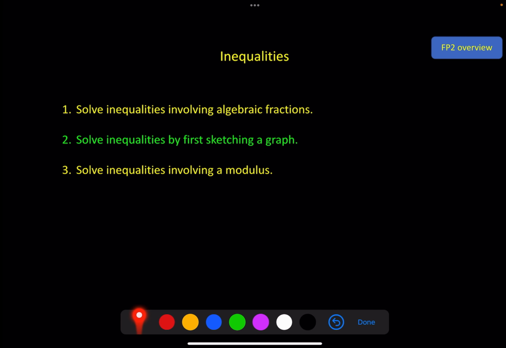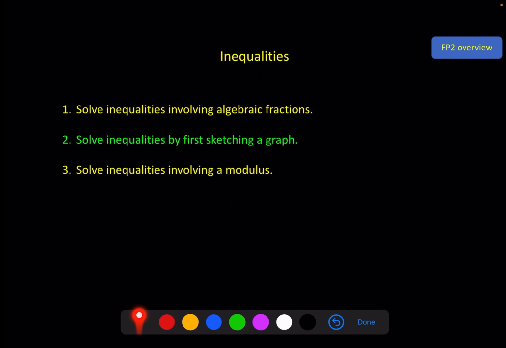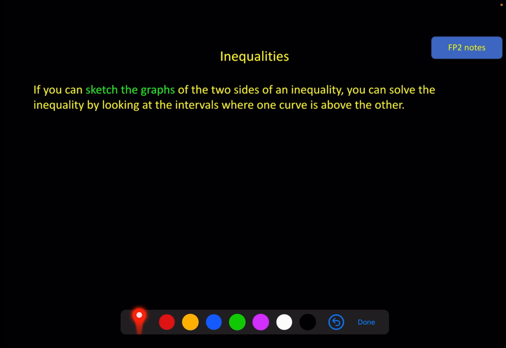Now I'll come back to this later as well because it's good to emphasize, but I know I did sketch a graph here. That's not the main method I used though. The main method I used was solving using algebra. Sketching the graph was just to solve this little bit here at the very end, and I didn't need to sketch a graph. I could have done point testing. So this is using algebra, and here we're going to look at the main method being sketching a graph.